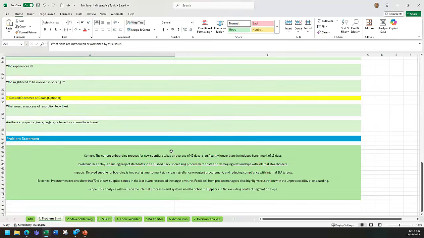And then once I've got that, then I would drop the problem statement into here, so I've got a record of it. And this is actually a little bit of an example, but these are the types of things I find in a problem statement. It's really useful to have a sentence on the context, a section on the problem, a section on the impacts, a section on the evidence, or a sentence, and then something on the scope, just so that it's really clear on what's in and out of scope.